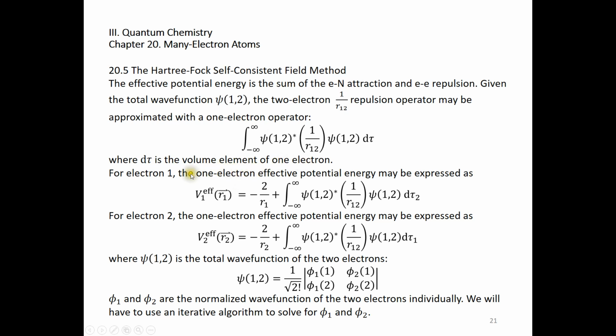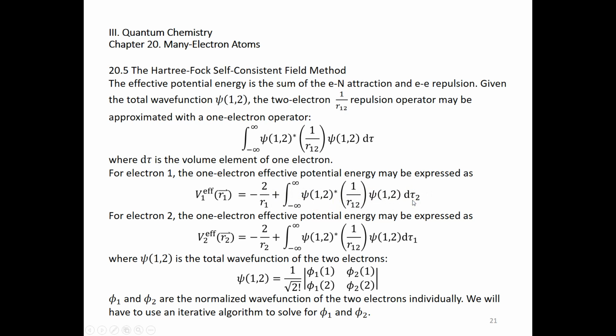Here's the idea. For electron 1, the 1 electron effective potential energy operator may be expressed as this. Alright, this is effective potential energy, and over here we have attraction. This is simple. But then what about electron-electron repulsion? Doesn't that include the coordinates of electron 2? Yes. However, we can integrate this psi star and then repulsion operator applied to psi, and then d tau 2. Over here, d tau 2 is the volume element of electron 2. And if we integrate over the coordinates of electron 2, we will be able to effectively remove the coordinates of electron 2 using this integral.